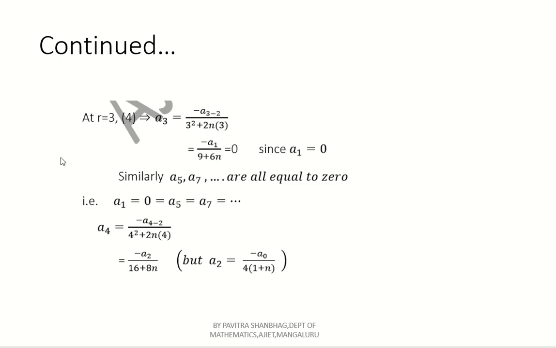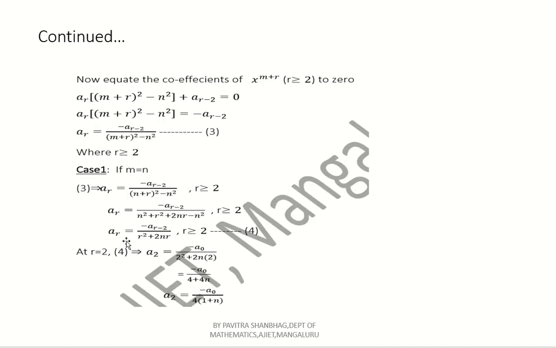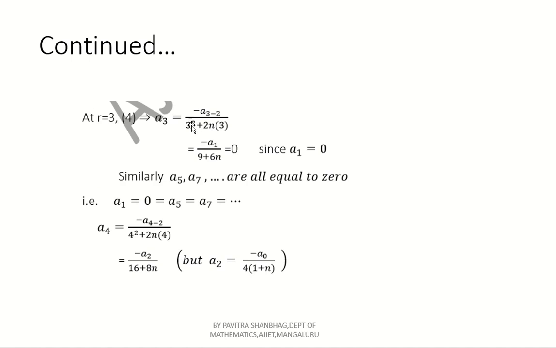Now put r equal to 3 in the same expression, what will you get? This is your standard equation. Here you have to put r equal to 2, r equal to 3, r equal to 4 and so on. Now put r equal to 3. a3 equals minus a(3 minus 2), that is a1, divided by 3 square plus 2n into 3. That is minus a1 divided by 9 plus 6n.